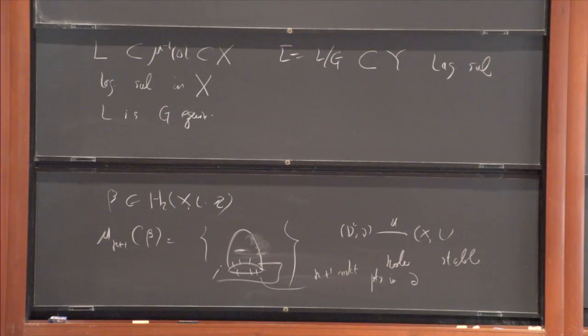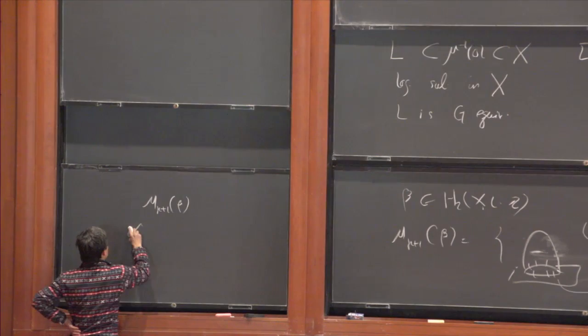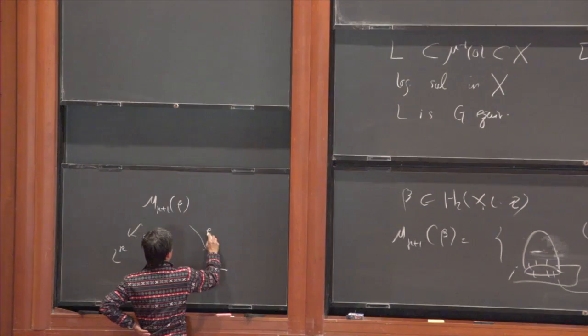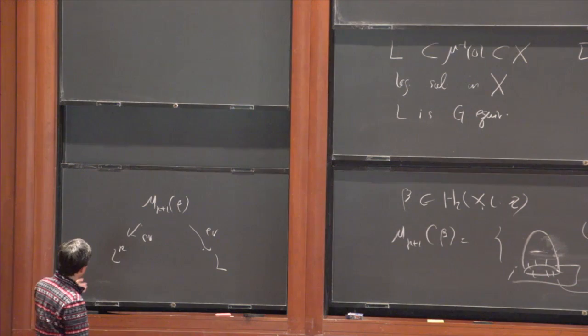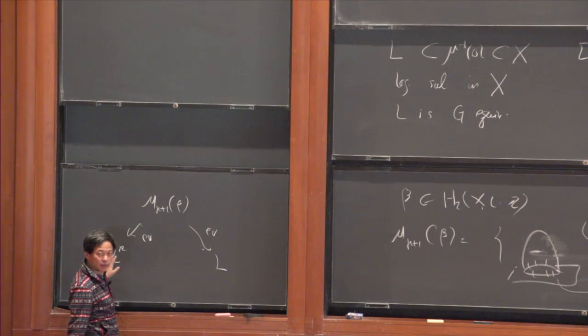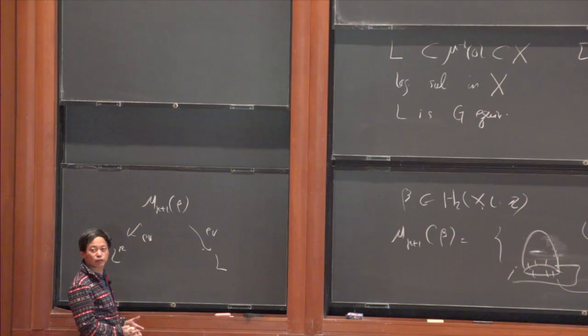In this case, we consider the following. You have this M_{K+1}(beta), and you have L to the power K, L. This is the evaluation map. In the usual story of Gromov-Witten invariants, we use this diagram to have some operations between cohomology, or differential forms, or any chains on L. But today I want to do it in an equivariant way.